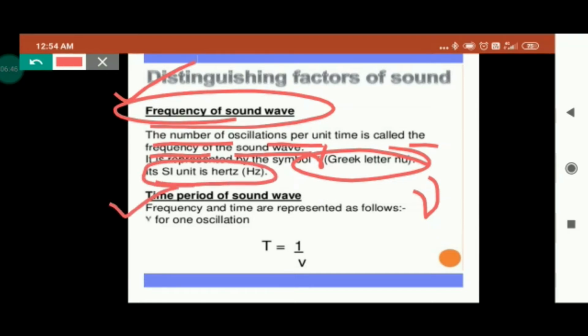Next, we come to the time period of the sound wave. The frequency and the time period are related as follows. We can consider frequency as inversely proportional to the time period. So the expression is given by time period T equals 1 by nu.